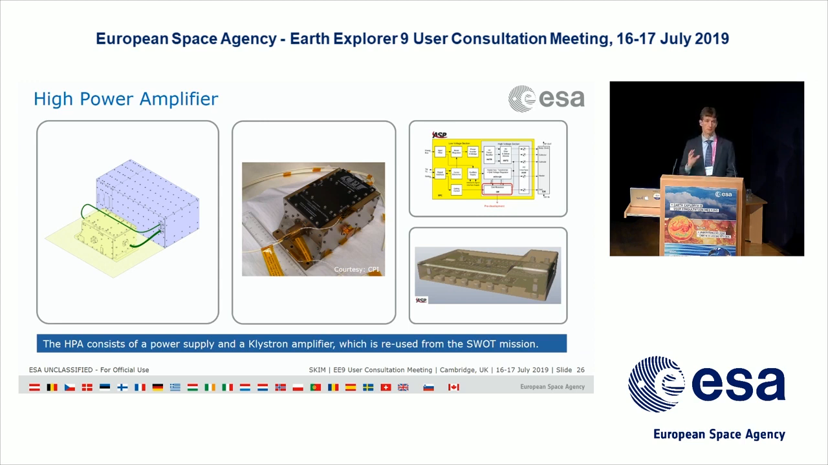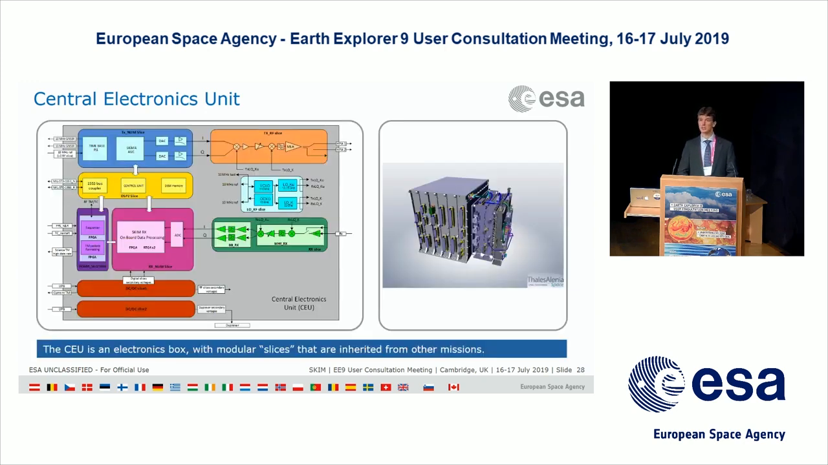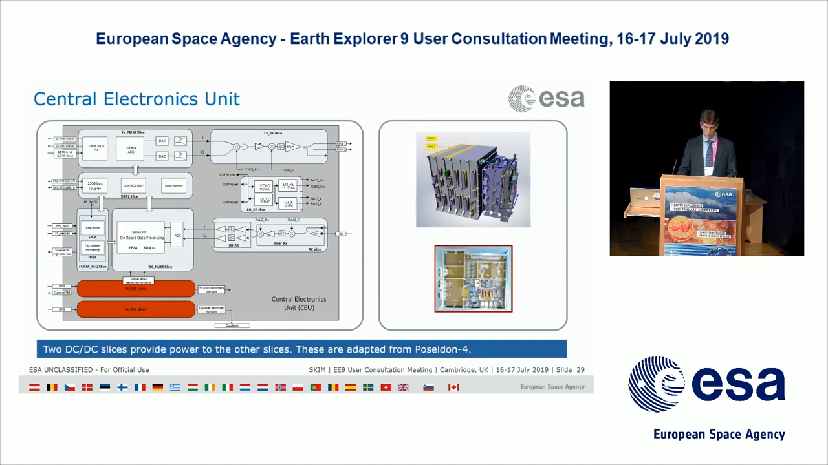Then focusing now on the central electronics units, which integrates most of the radar functions. The central electronics units is a modular design. You can see it here on the right, and it's got 9 slices inside. Every slice is schematically shown with one color on the left. So to start with the 2 slices shown in red here, these are just power supplies, if you like. They supply secondary voltages to all the other slices. These are modified from Poseidon 4 electronics.